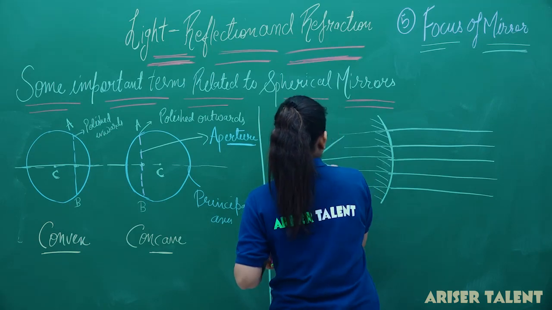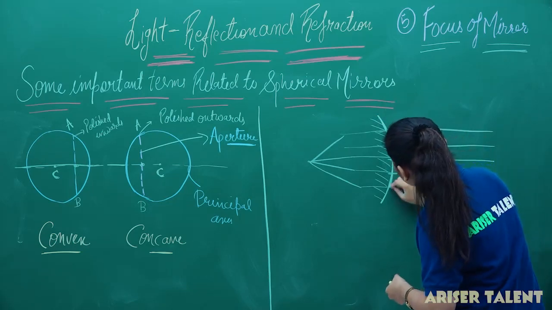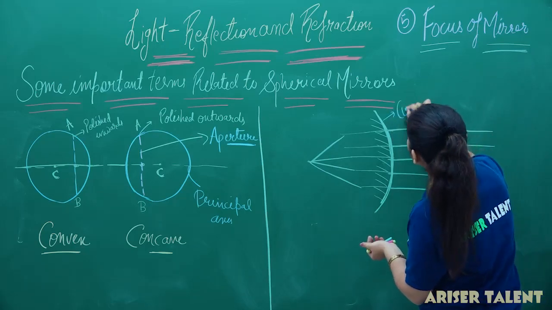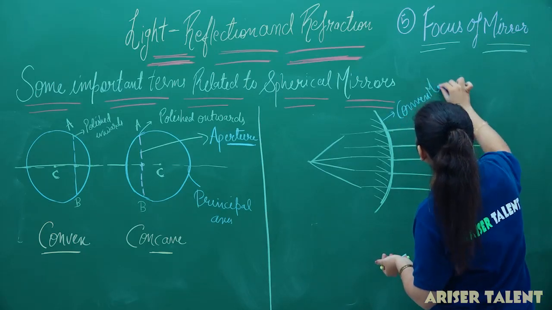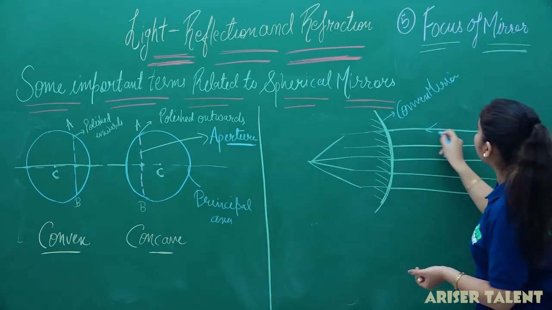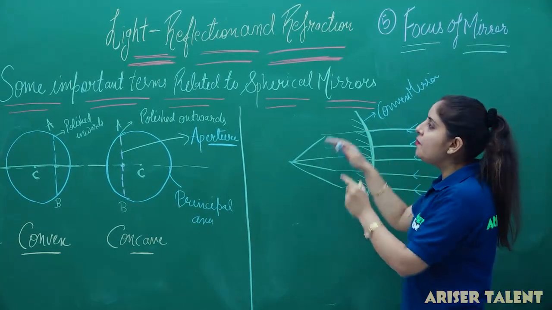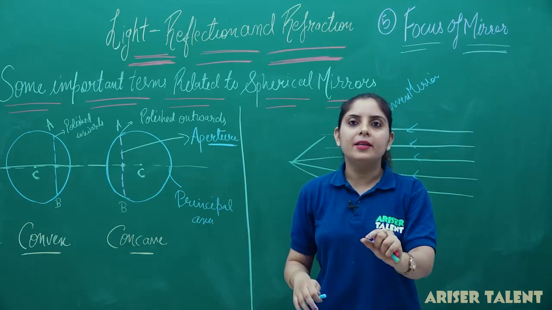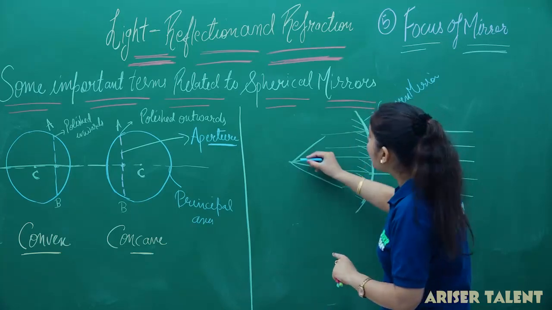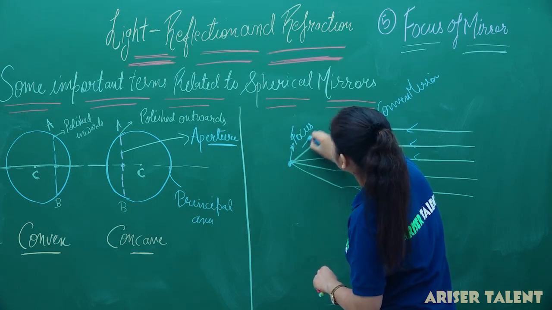If this mirror is polished inside, I can say that this is our convex mirror. So what will happen in this case? In the case of the convex mirror, the reflection will take place from the outside surface. And the rays after reflection will meet at a point. It means if rays are converging at a point, that point will be known as our focus. So this will be the focus because the rays are meeting here.